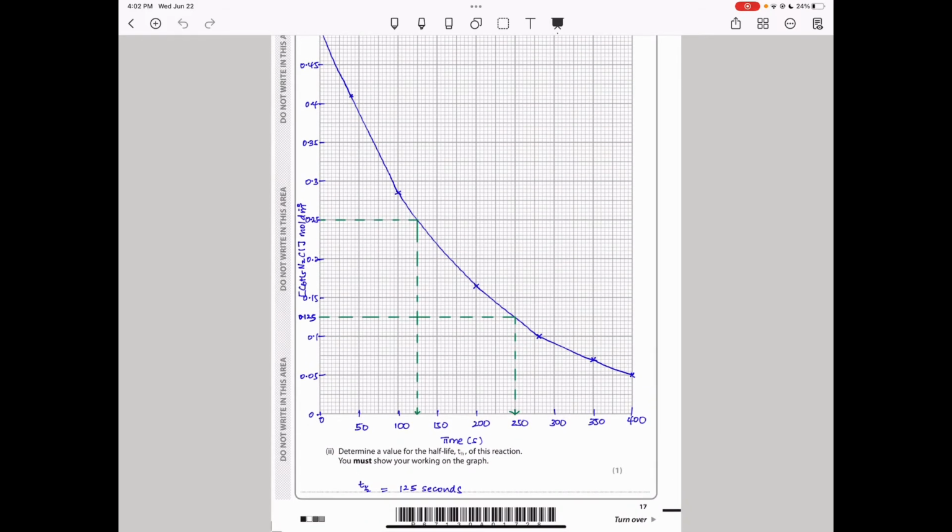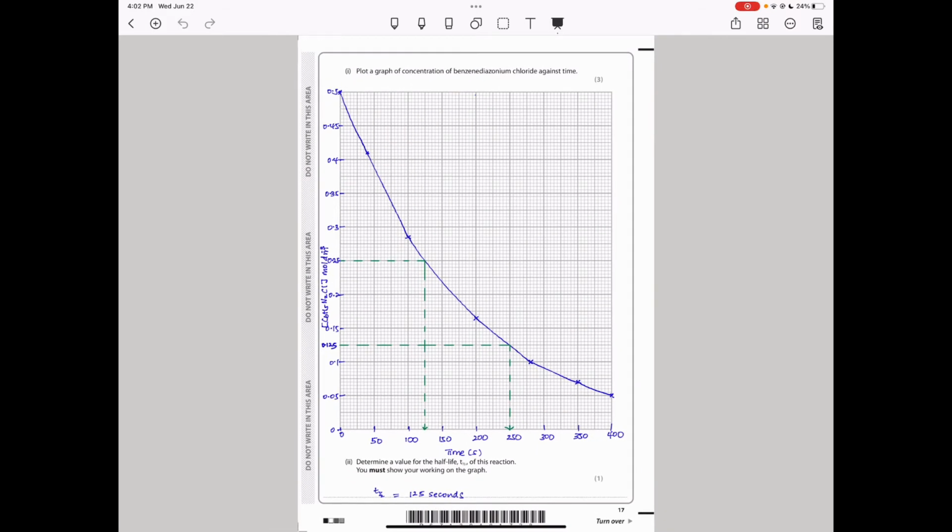The question we have here says, determine a value for the half-life, T1/2, of this reaction. You must show your working clearly. Now, to show the examiner the results from your half-life calculation, if you look up here, the beginning concentration is 0.5. However, for the first half-life, it's going to decrease halfway to 0.25. So a change from 0.5 to 0.25. Remember, at 0.5, it's 0 time. At 0.25, it's about 125 seconds that have passed. Now, that is the first half-life. I can see it's 125 seconds.